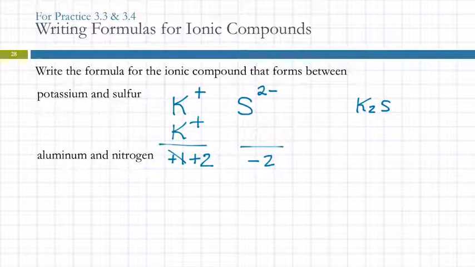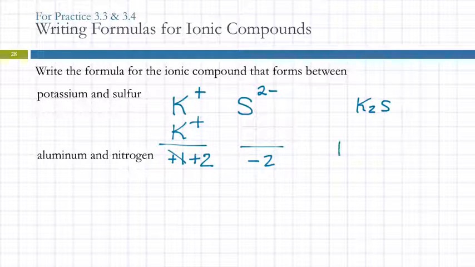+2 and -2. This is good. They would add to 0. Same number, opposite charges. So then for the formula, I look, how many ions do I have? Well, I have 2 of these, so I write K with a 2 after it. And I've got 1 of these, so I've got the sulfur, and I don't write anything because there's just 1 of them. Any questions?